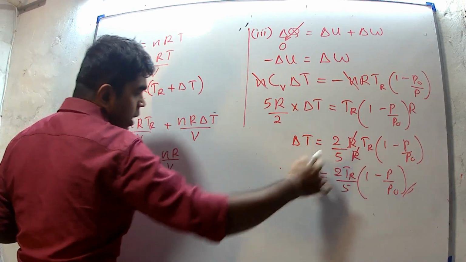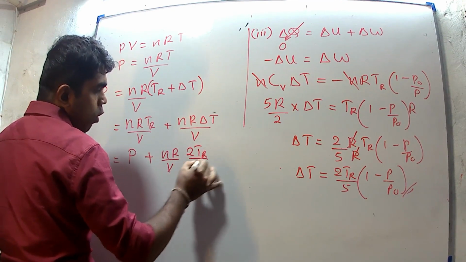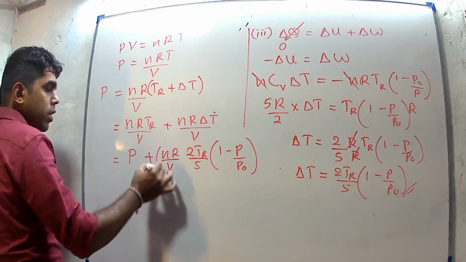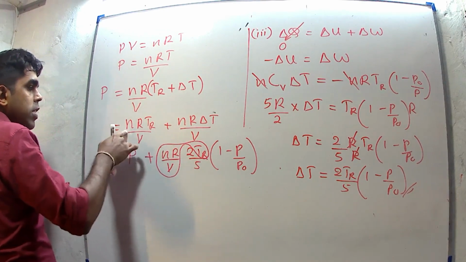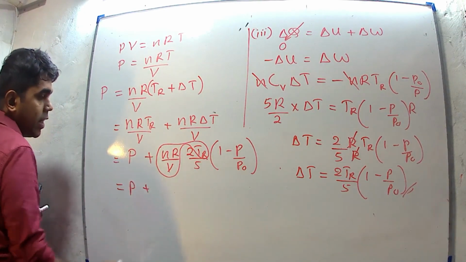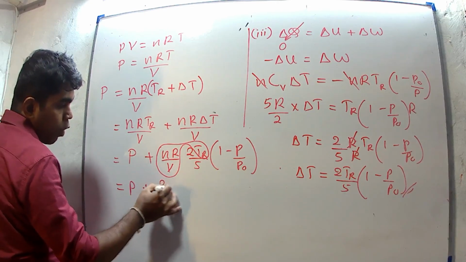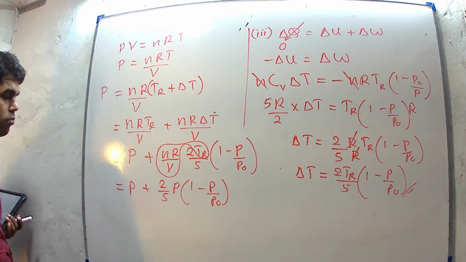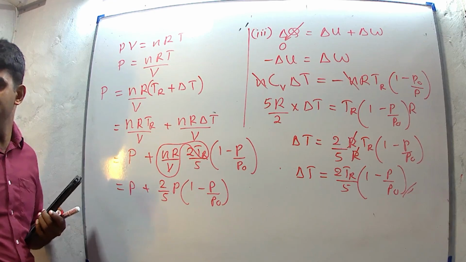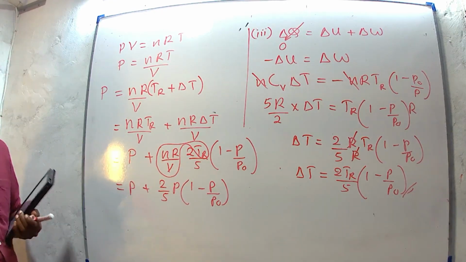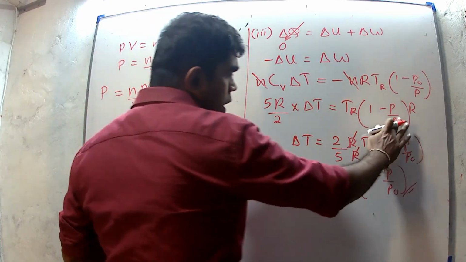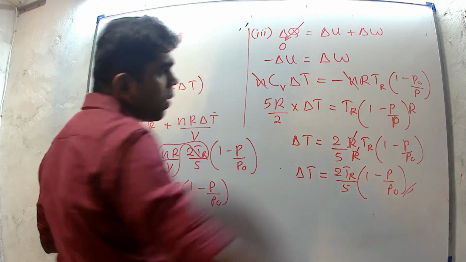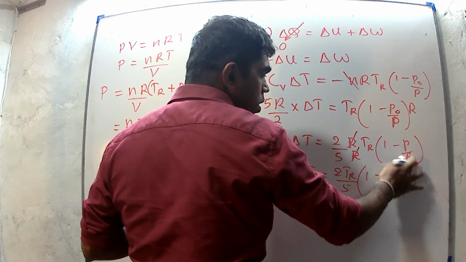We can substitute the delta T value, 2TR over 5, into 1 minus P over P naught. Now we know that this term equals this one. It means the pressure inside the tire, the initial pressure, 2 over 5 P times 1 minus P over P naught. Now we can get the change of pressure is this part. In this equation, we have used P naught over P, not P over P naught.